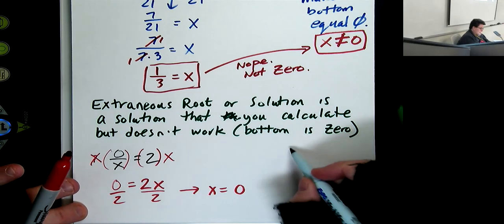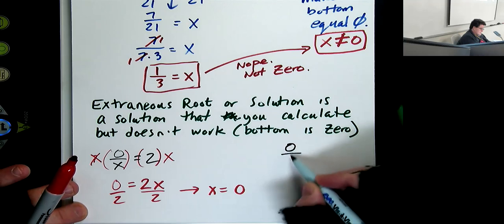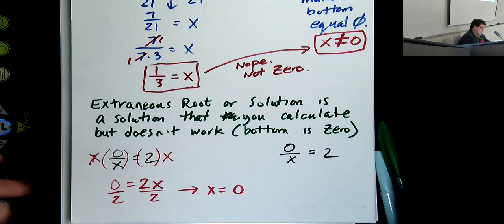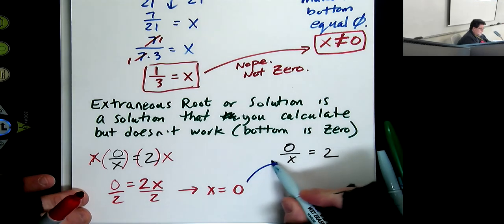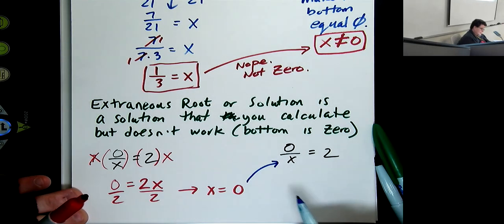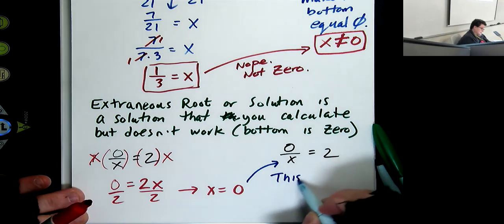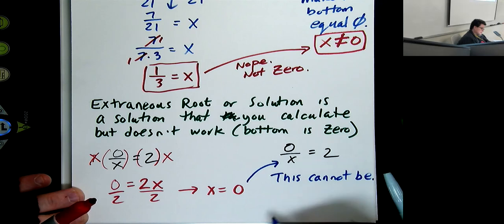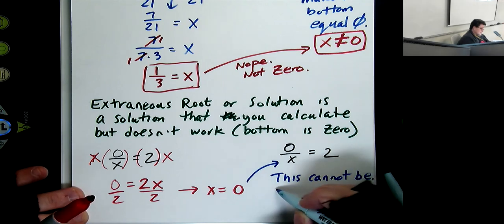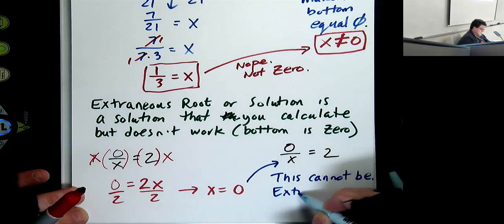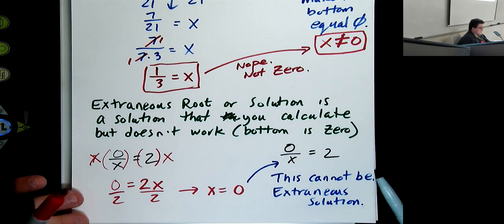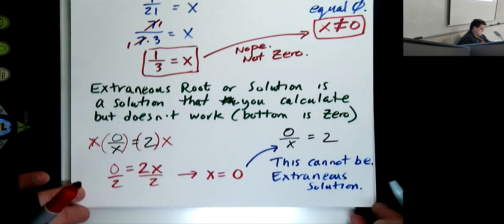If I try to plug it in now, that was my original equation. I try to plug it in, I get a 0 on the bottom. And this cannot be. They call this an extraneous solution. So there is no number that makes this a true statement.